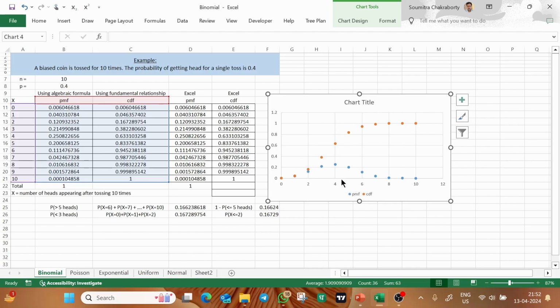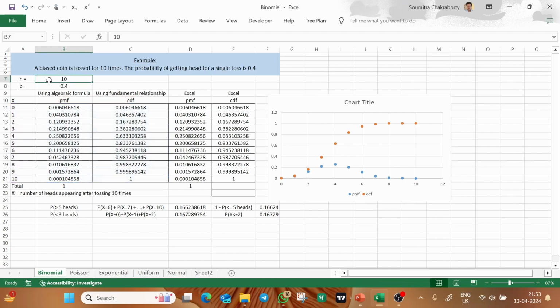So therefore the orange points will represent the CDF and the blue points will represent the PMF. Any kind of binomial distribution, if plotted, will give this type of result. The slope and flat nature, or the actual shape of the distribution, depends on the value of these two parameters n and p. So I think that is all about binomial distribution.